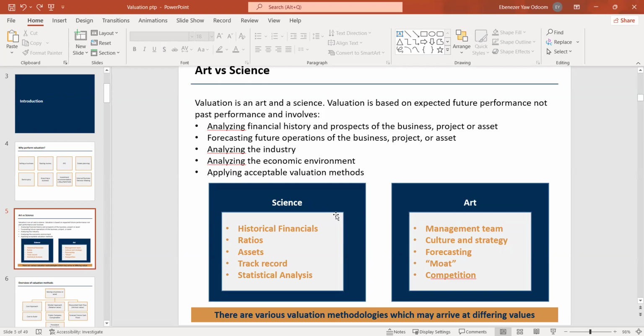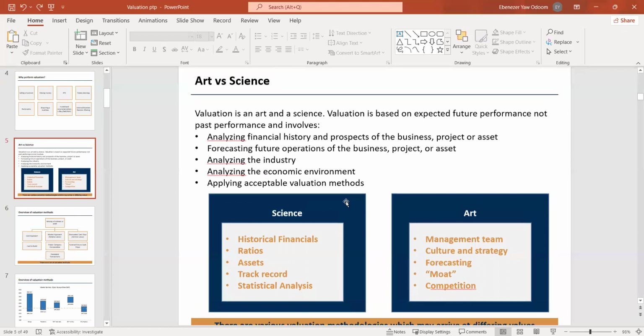And then it is an art because you combine conditions and events, situations and circumstances around the company, both its internal and external environment. And you factor all of that into your assumptions. So this is the difference. This is why we say it is partly art and partly science.